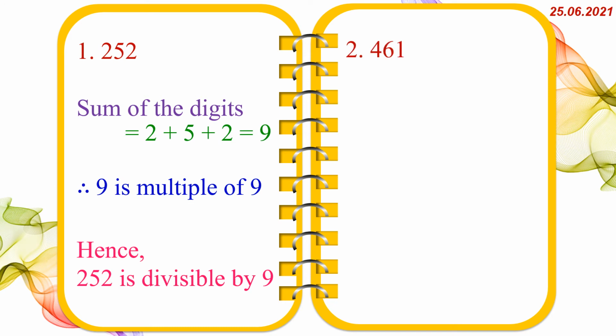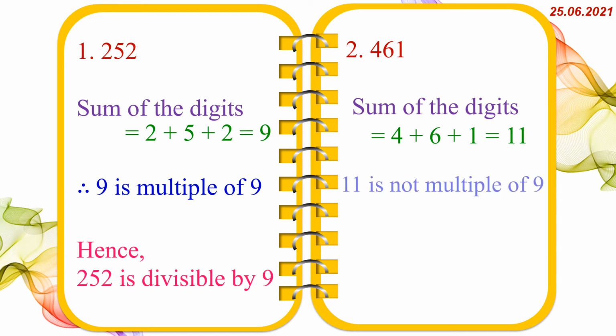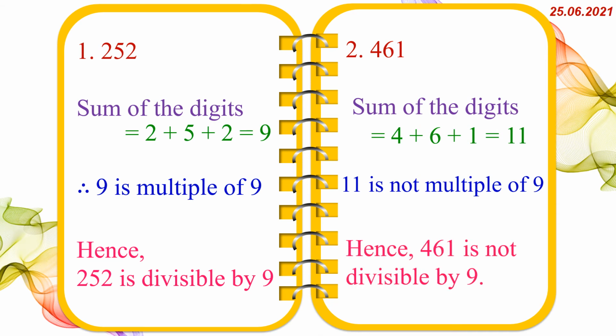Next, 461. Sum of the digits equals 4 plus 6 plus 1 equals 11. 11 is not a multiple of 9. Hence, 461 is not divisible by 9.